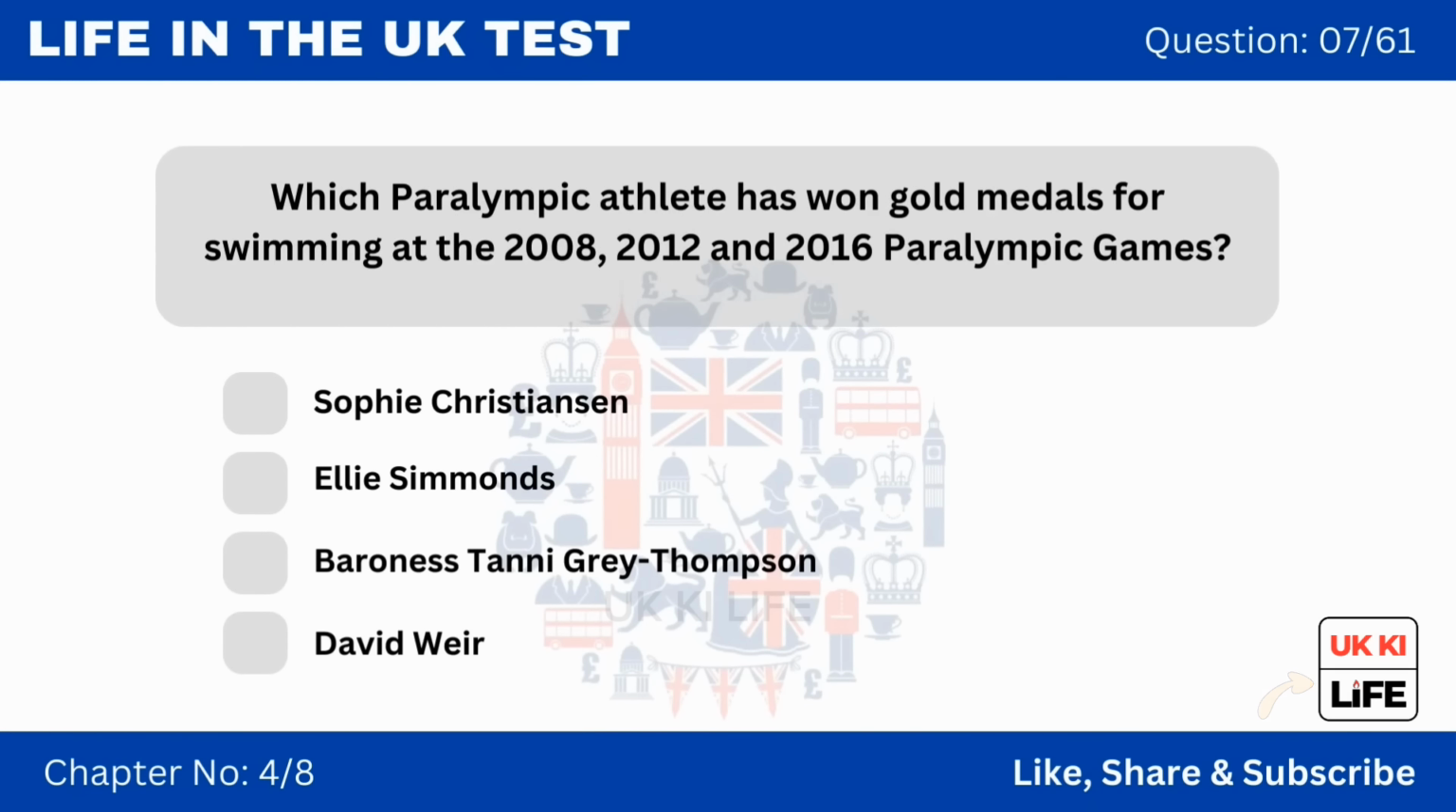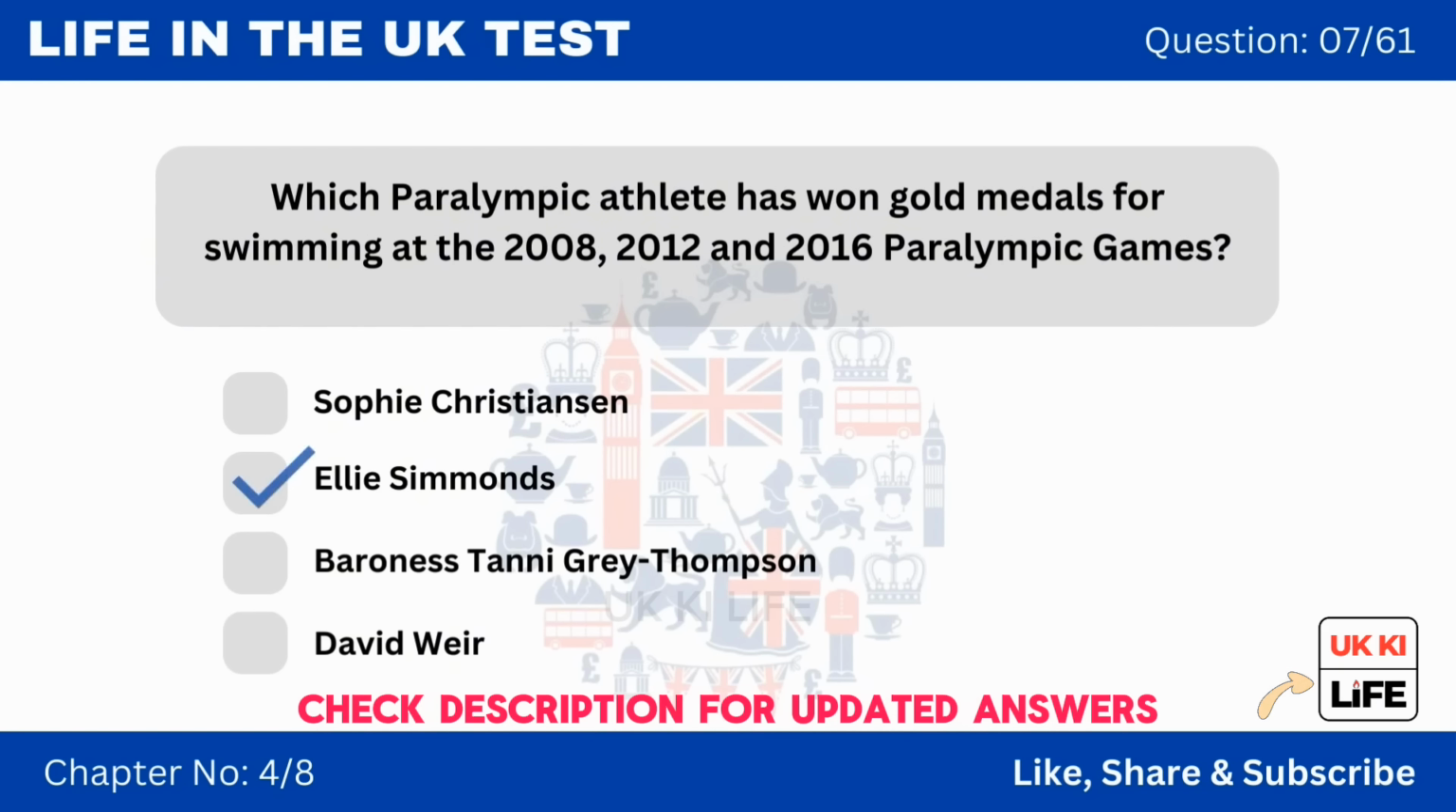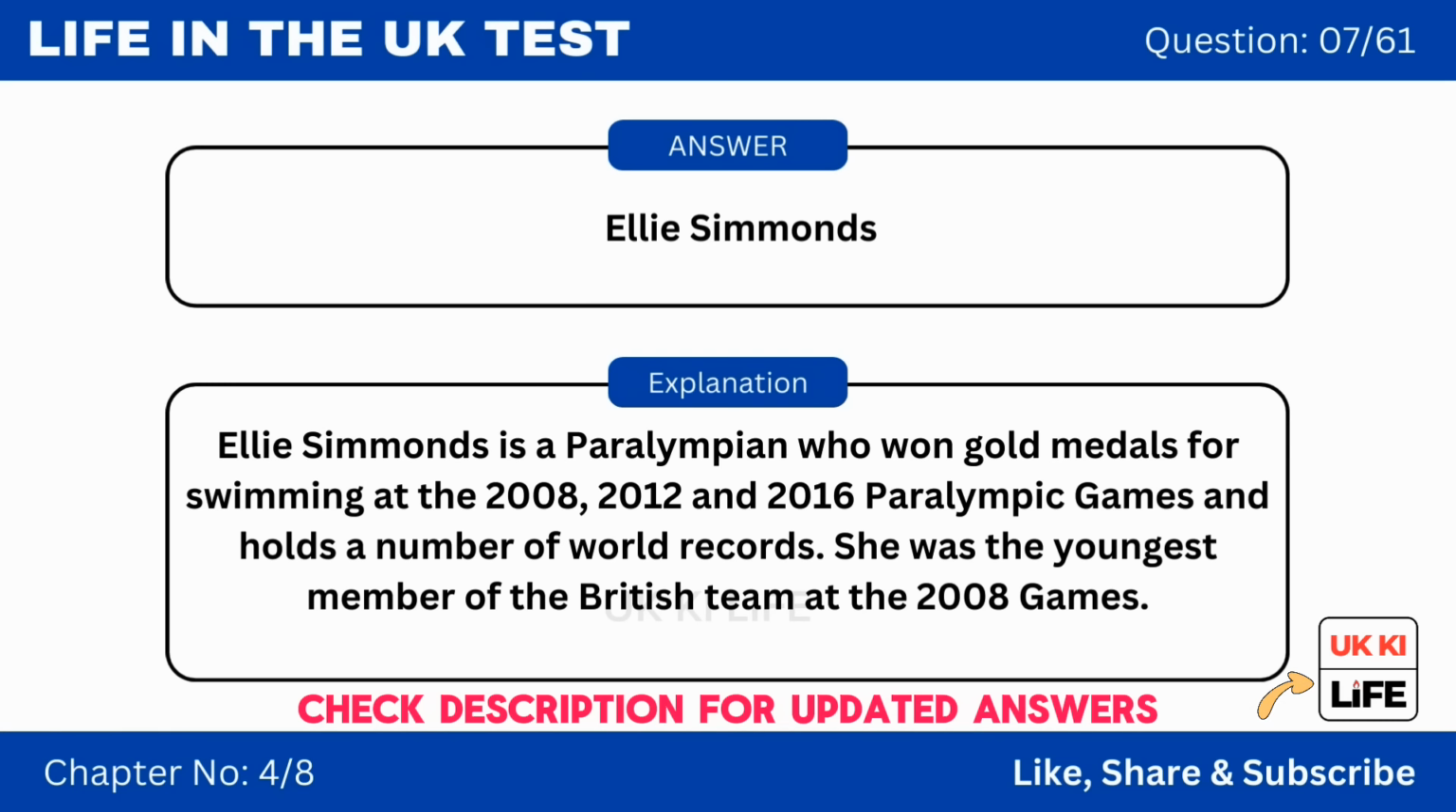Question 7. Which Paralympic athlete has won gold medals for swimming at the 2008, 2012, and 2016 Paralympic Games? Sophie Christensen, Ellie Simmons, Baroness Tanni Grey-Thompson, David Weir. The correct option is B. Explanation. Ellie Simmons is a Paralympian who won gold medals for swimming at the 2008, 2012 and 2016 Paralympic Games and holds a number of world records. She was the youngest member of the British team at the 2008 Games.